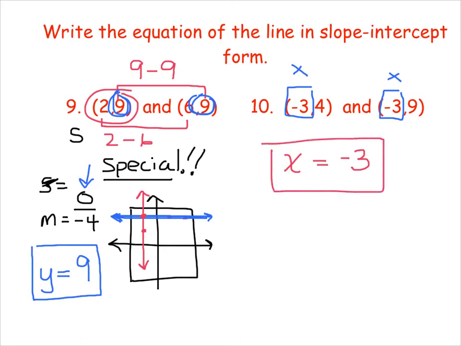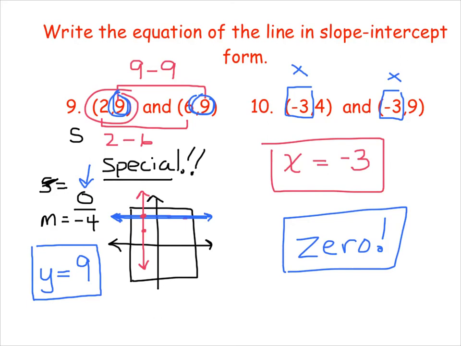So if you were to get a 0, then you need to remember that that's a special case, and you need to use the x and the y values to help you figure out what the slope is, and that will give you your equation. If it's the y's that are the same, it's going to be y equals, and if it's the x's, it's going to be x is equal to. Okay?